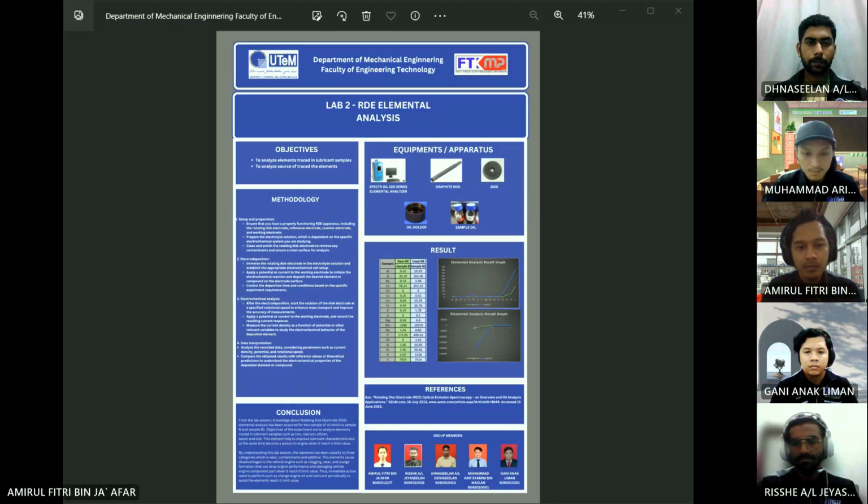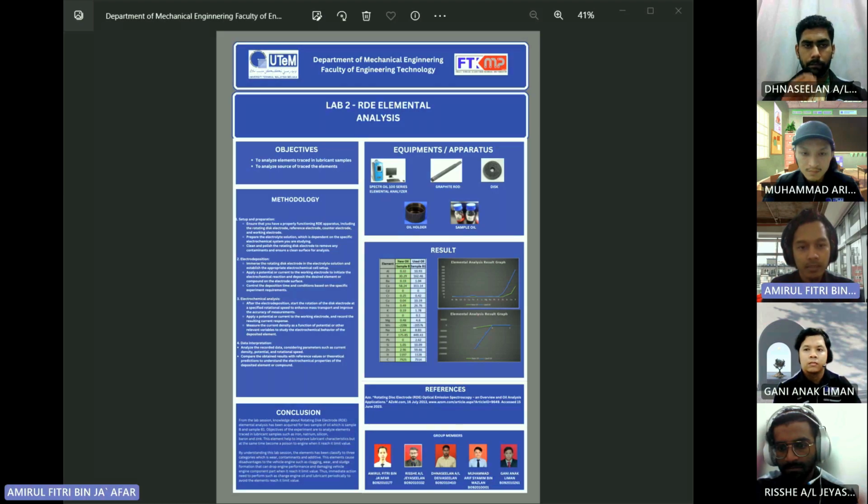Next, graphite rod. Before using the rod, it needs to be sharpened by using a special sharpener. Graphite rods are often used as the counter electrode in an RDE setup. The counter electrode provides a pathway for the current to complete the electrochemical circuit during the analysis.